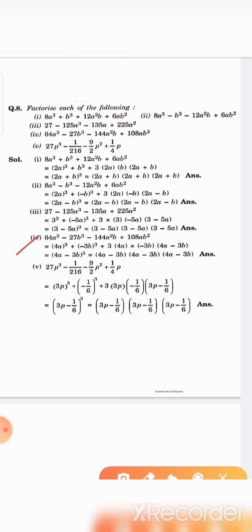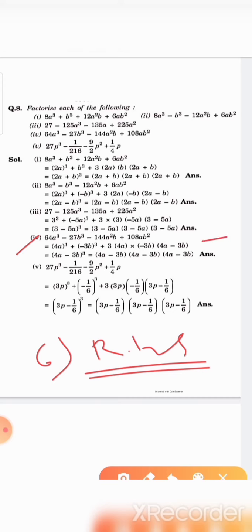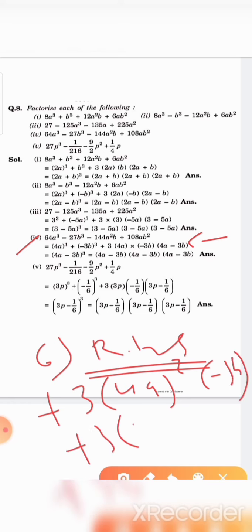So in question number 4, compare the terms by RHS of identity number 6. First we make the whole cube terms. So here we write 64 as (4a) whole cube plus minus 27b cube means the whole cube of 3b. So we write (-3b) whole cube plus, next step, we write 3 into a square means (4a) square and b means -3b, and then plus 3, a means 4a and b means (-3b) whole square.